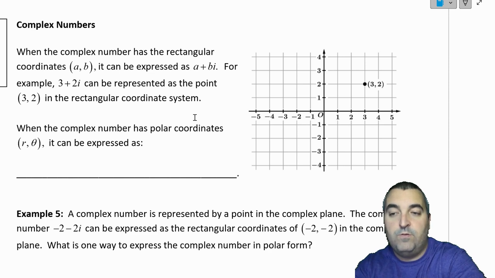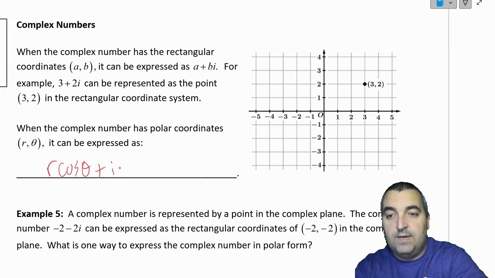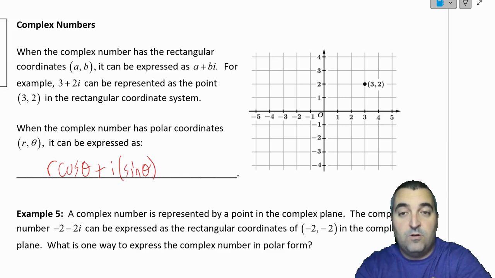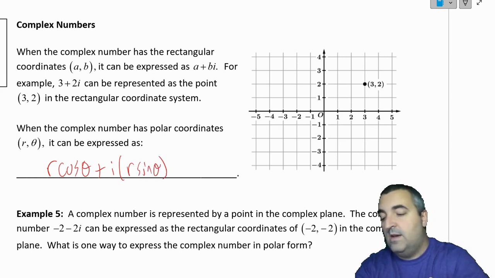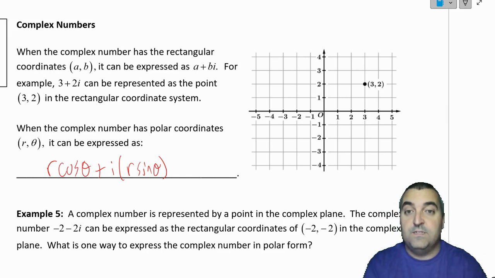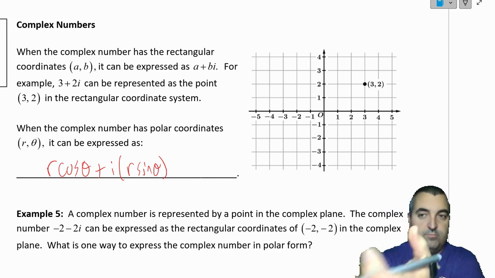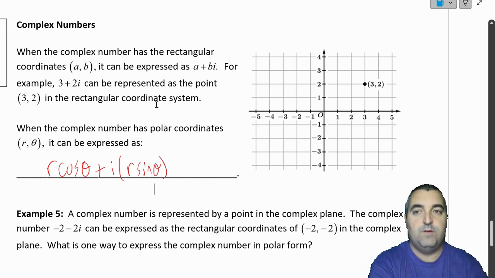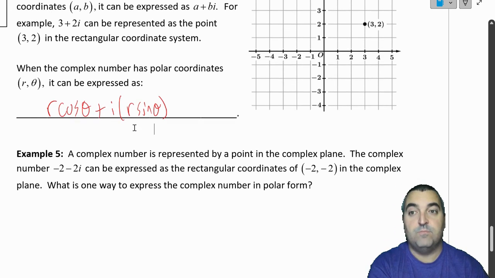So the way we write it is r, the radius, times the cosine of the angle plus i times the sine of the angle. And that should make sense because r cosine theta is x. And then, oops, I forgot the r here. I think I said it, but I don't know if I wrote it. r sine theta is y. So this is literally saying x plus yi, which is the a, b, right? a and b were x and y. So that's how we write them in polar.